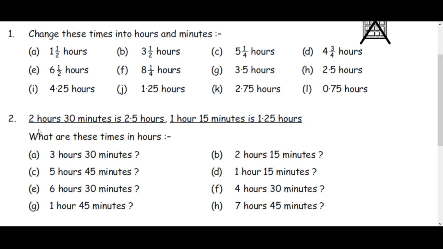Okay, question 2. What are these times in hours? Alright, so the first one is going to be 3.5 hours, B is going to be 2.25 hours, C, 5.75 hours, D, 1.25 hours, E, 6.5 hours, F, 4.5 hours, G, 1.75 hours, and the last one, 7.75 hours. What you need to try and do is fight the urge to write 3.3 or 2.15.